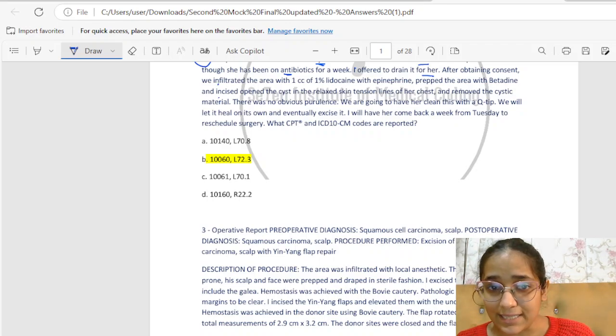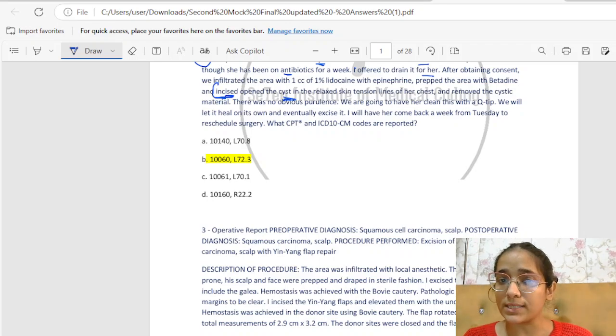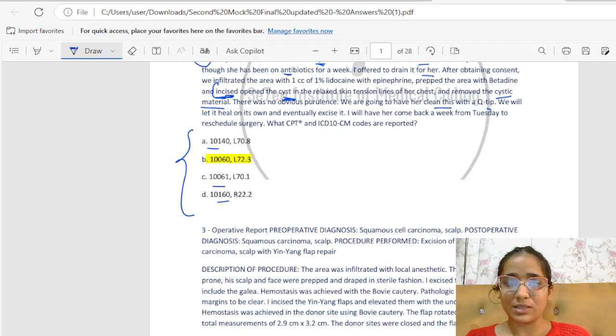Now what did the doctor do? He incised and opened the cyst in the relaxed skin tension lines of her chest and removed the cystic material. So he did the incision first and then drained the cystic material. There is no obvious purulence. We are going to have her clean it with a Q-tip and let it heal on its own. The doctor is not doing any suturing to close or any repair. Now we have these options: 10140, 10160 and 10180.